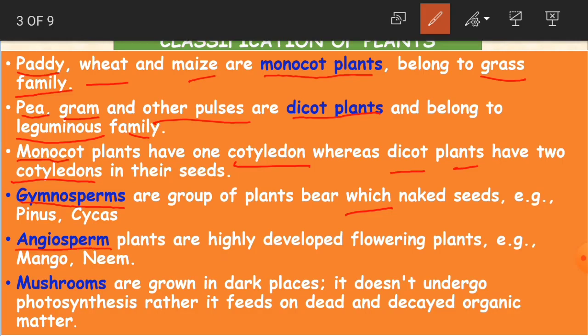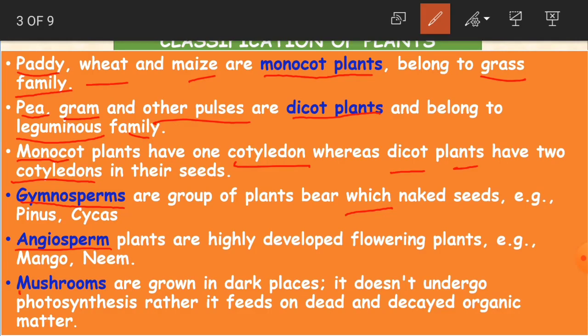Angiosperm plants are highly developed flowering plants. For example, mango and neem. Angiosperm plants are highly developed in the sense that they have strong stems, which we call trunks, and so many leaves and branches. So this type of plants are known as angiosperm plants, for example, our mango tree and neem tree.